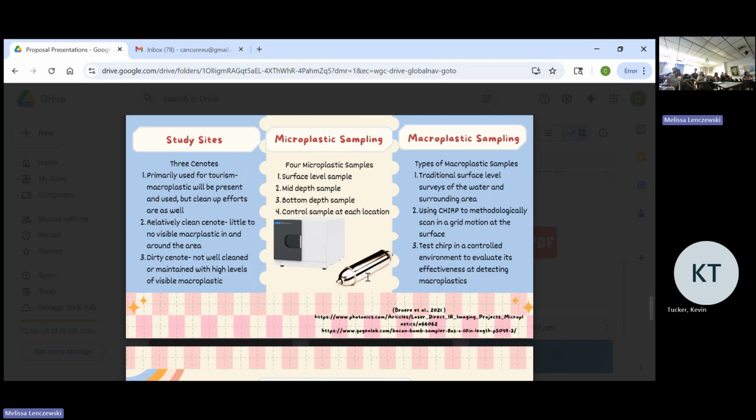I would like to use CHIRP to methodologically scan in a grid motion at the surface, the same way that Kat and Marisol had mentioned doing for their projects. And then I would also like to test CHIRP in a controlled environment to evaluate its effectiveness at detecting macroplastics, and to see and analyze that data if there is a way to try to detect what type of plastic it is, to look at how deep it can actually detect the macroplastics, and to just overall build off of that previous study that I had mentioned.